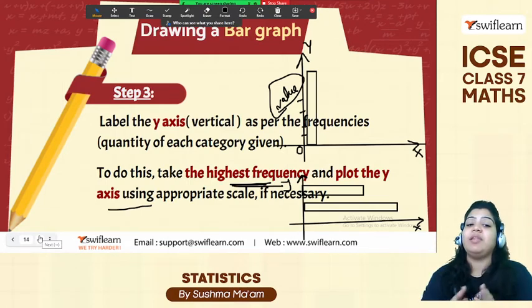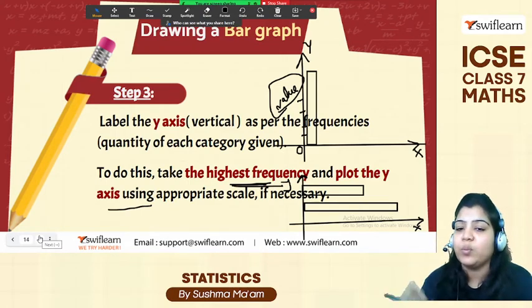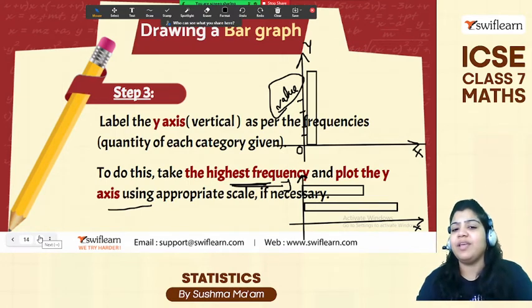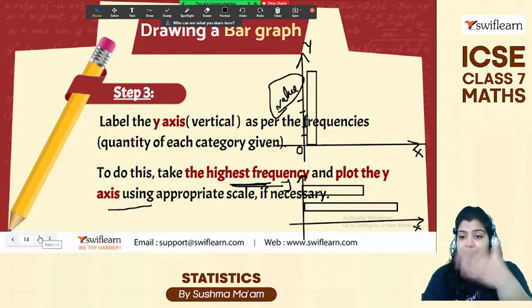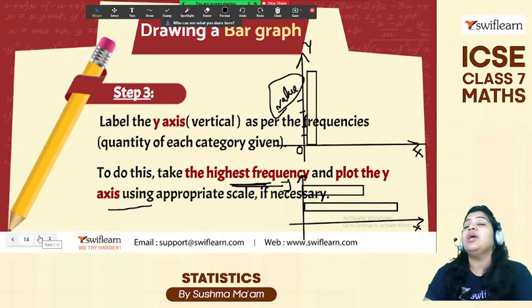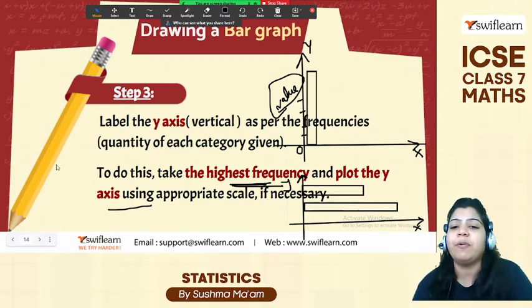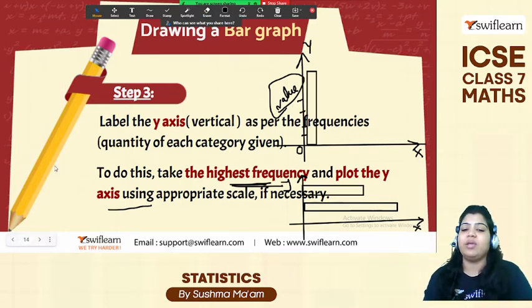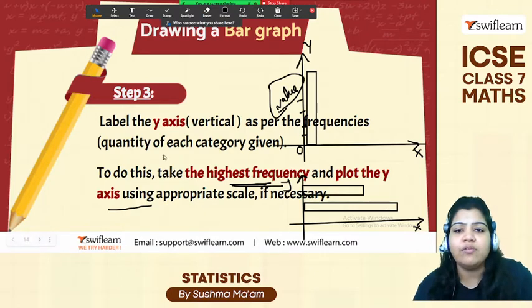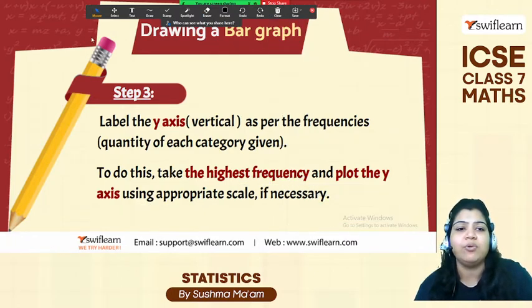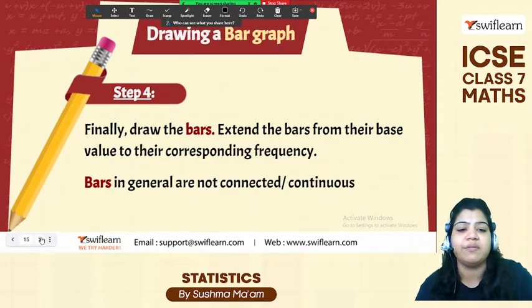Now the y-axis. The y-axis goes vertically as per the frequency and quantity of each category given, because usually we use vertical rectangular bars, and for this we have to take the highest frequency. So let's take one example. By that you can easily understand how we can represent this bar graph.